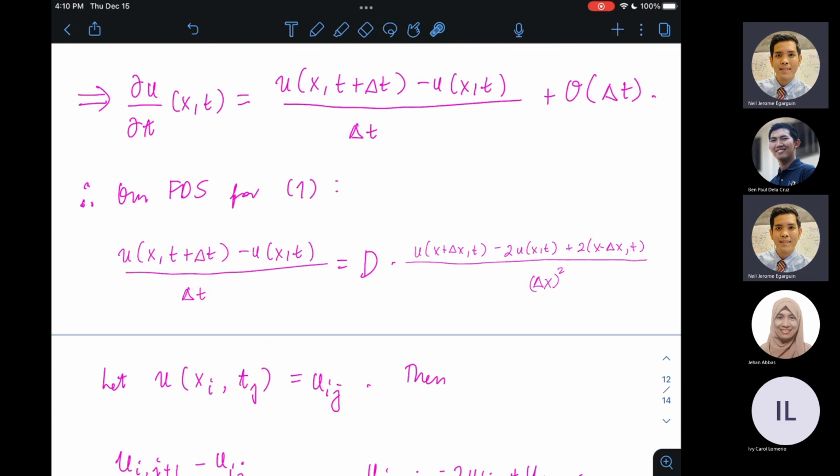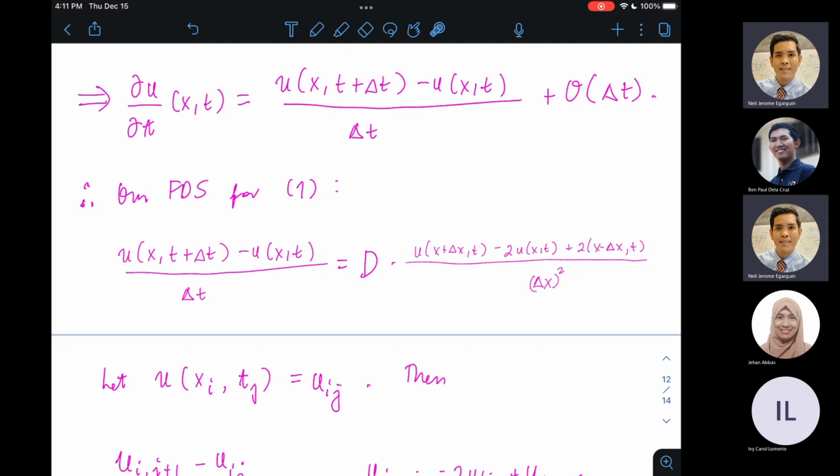We scrap the continuum model. We replace it by the divided difference you see on the left. And then the right-hand side was d times d squared u over dx squared. Again, we approximate the second partial derivative by a finite difference, right? And hence the name, it's a finite difference scheme, right?